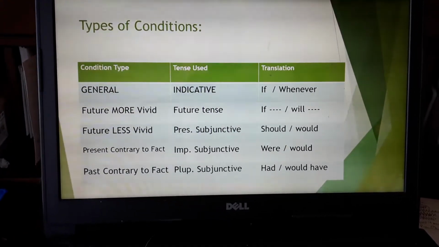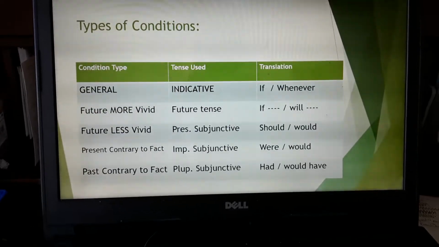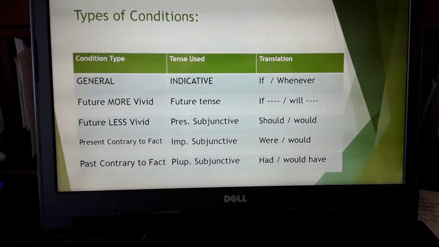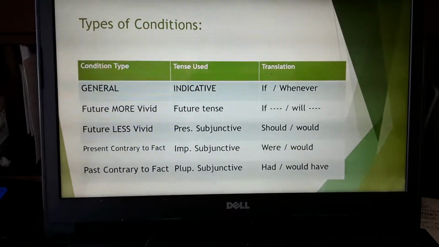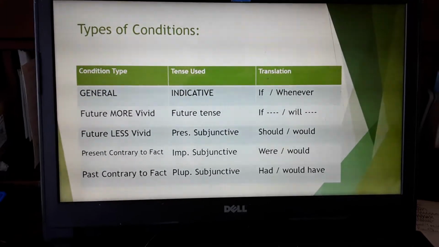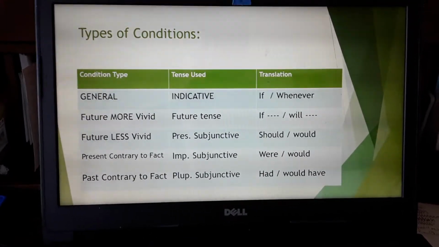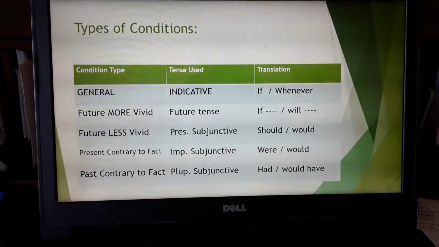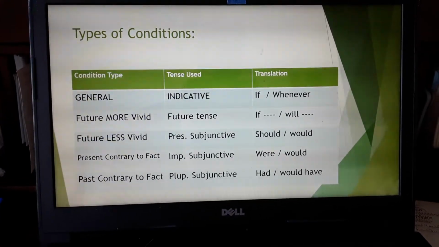The second type are going to be called vivid constructions, whether it's future more vivid or future less vivid, is going to tell you the likelihood of that happening, but it is still probable. So future more vivid happens when you use the future tense, and that's going to be like if blank, then will blank. So if it rains, I will get wet.